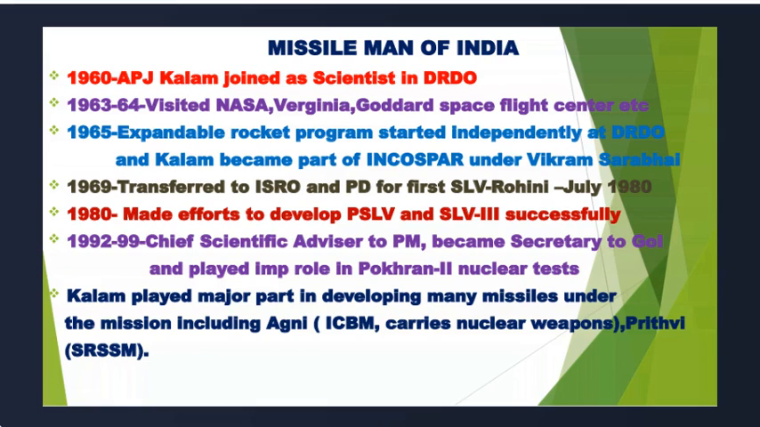Let us see what the phases of development of the Missile Man of India are. In 1960, APJ Kalam joined as a scientist in DRDO, Hyderabad. There is one thing to be mentioned here.